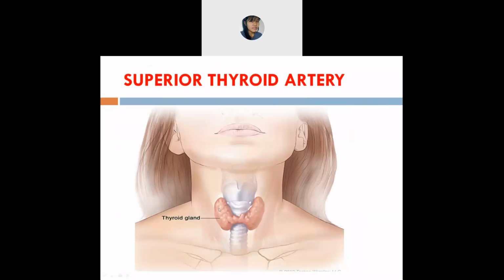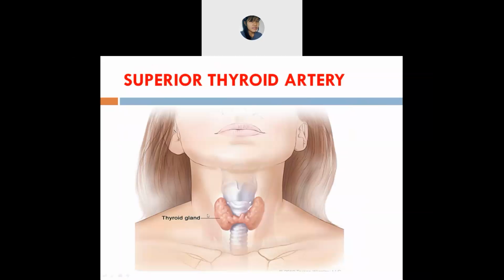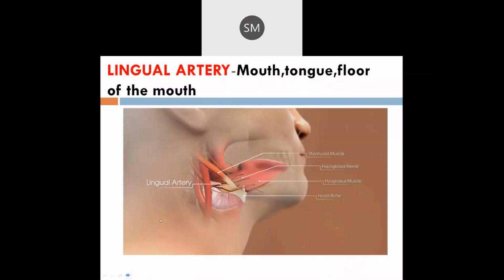Next is the superior thyroid artery. The superior thyroid artery is found at the thyroid, which is this. Let me show you. This is the superior thyroid artery in this position. It supplies the thyroid gland, which you will find in the neck portion. Is it clear about the superior thyroid artery? Yes.